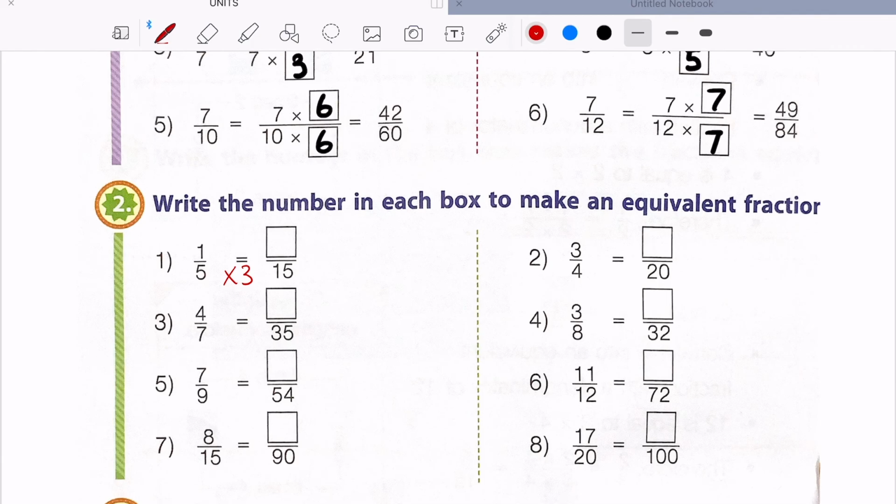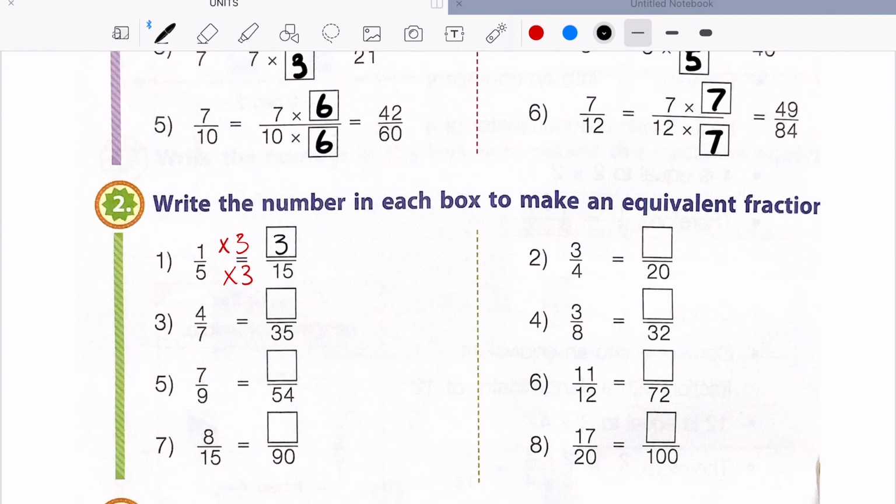So if we multiply the bottom, the denominator, by 3, we also have to multiply the top. So 1 times 3 is equal to 3. So 3/15 is equal to 1/5. Let's take a look at number 2.